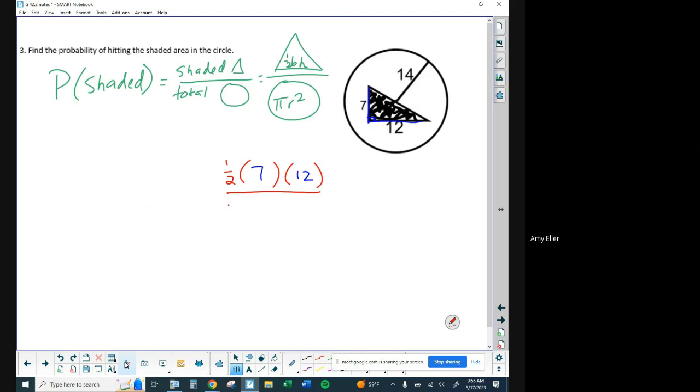My denominator, pi r squared. You can type it like this, but we have to be careful. We have to put all of this in a parentheses and all of this. If you don't want to do that, just simplify the top and then simplify the bottom. I'm going to do that.